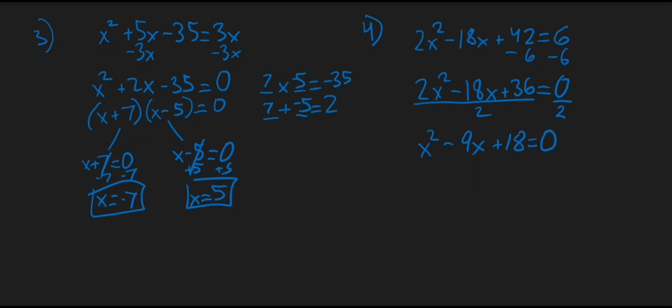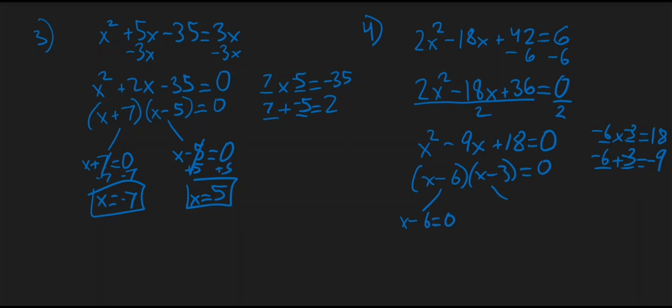So again, our same condition: which two numbers multiply to your c term of 18 and add to your b term, which is a negative 9? And these numbers would be a negative 6 and a negative 3. Okay, so we can factor it into x minus 6 times x minus 3, which you would set both of these factors equal to 0.